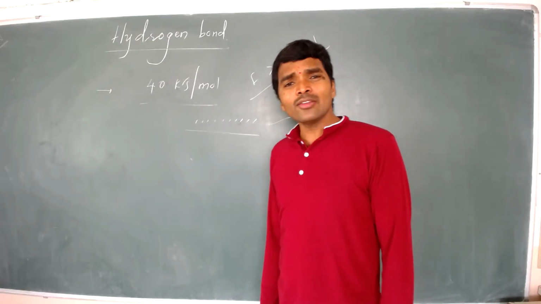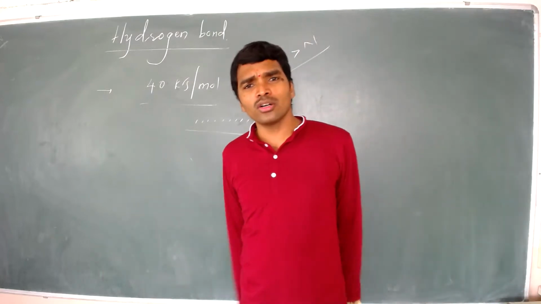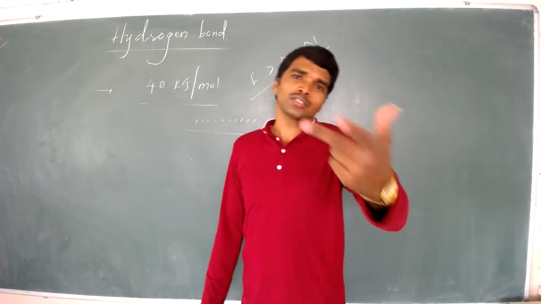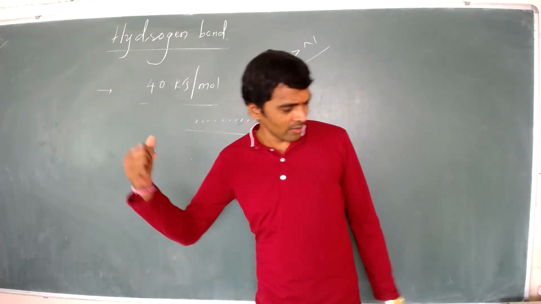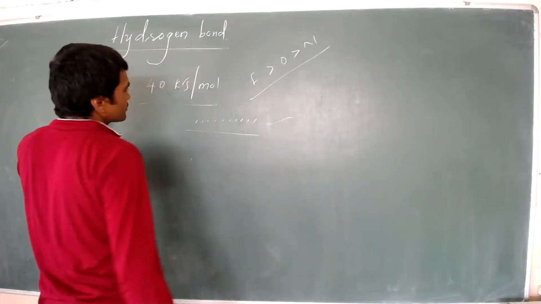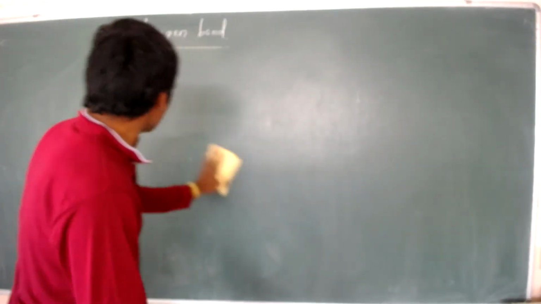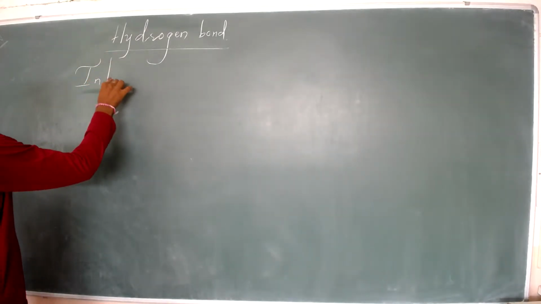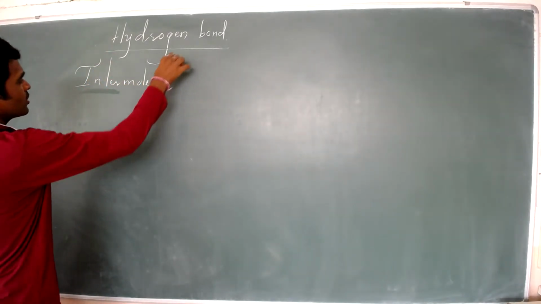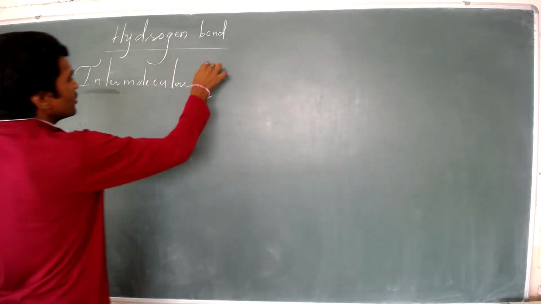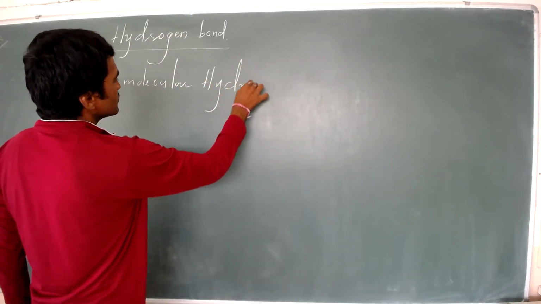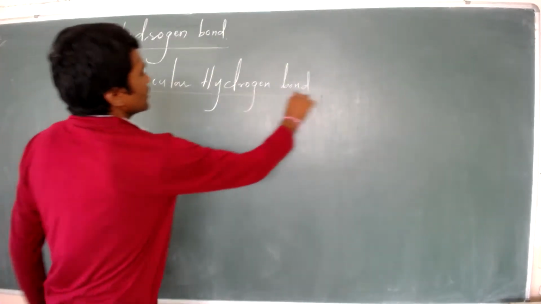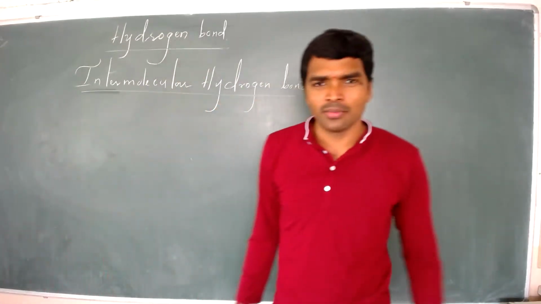Again, you see this hydrogen bond is divided into two types. What are those? Now let us see. One is the intermolecular hydrogen bond.